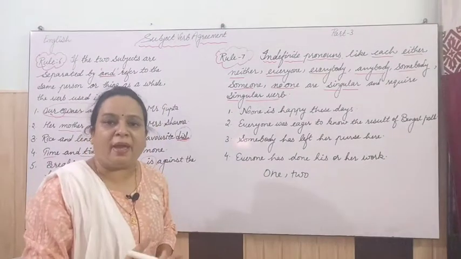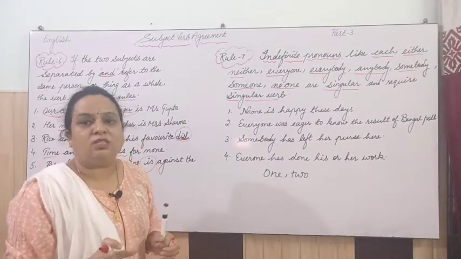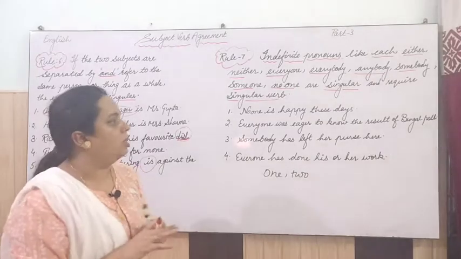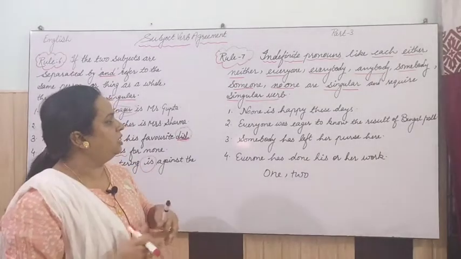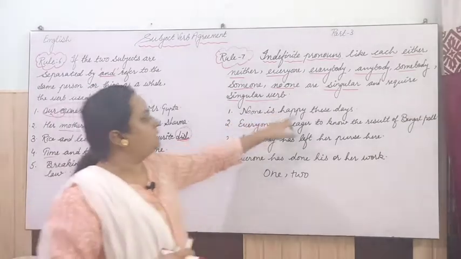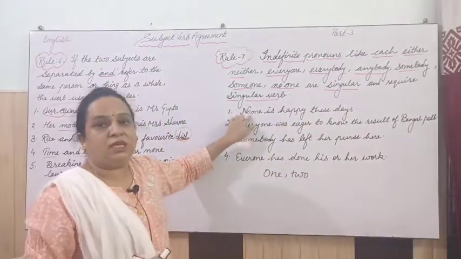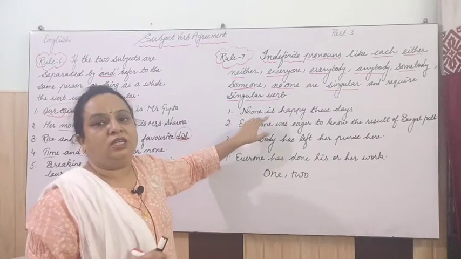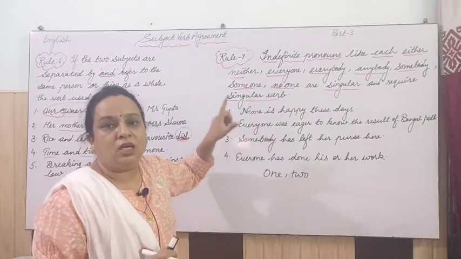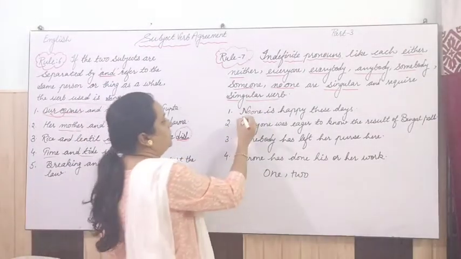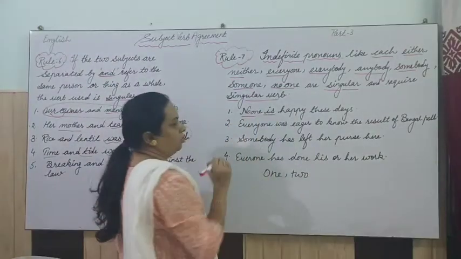If we talk about many, more, all, those are not indefinite pronouns which are singular. So let's understand with an example. "No one is happy these days." This "no one" is an indefinite pronoun and "is" is a singular verb. So with a singular subject we have to take a singular verb. This is a singular subject and this is a singular verb.